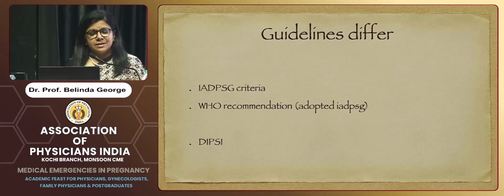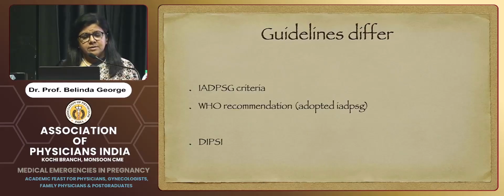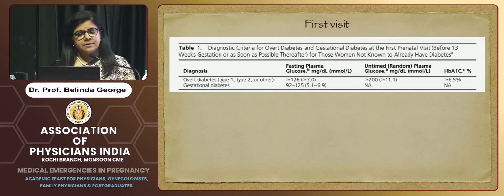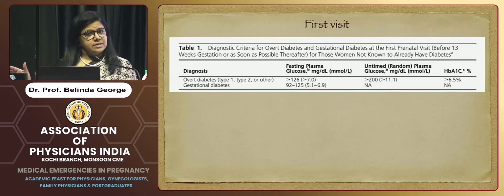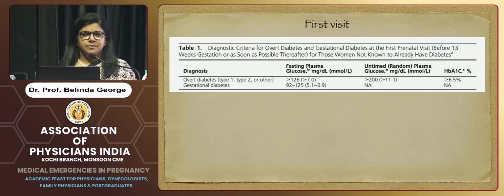So how should we do the screening test? Here, of course, guidelines differ. We use the IDPSG criteria, so I will be sticking to it. Whichever criteria you use, it doesn't matter, but do screen and do not miss cases of gestational diabetes. So as per the IDPSG criteria, in the first visit, what is the screening test to use? Ideally, it should be a fasting plasma glucose and an HbA1c. You can do an OGTT if you want at this time, but most of the time if there is hyperemesis, the patient is having nausea and is unable to tolerate glucose, so it's not a must. We can at least use fasting plasma glucose and HbA1c.